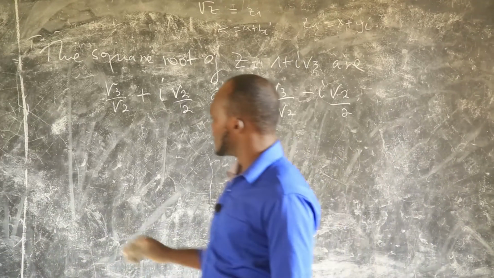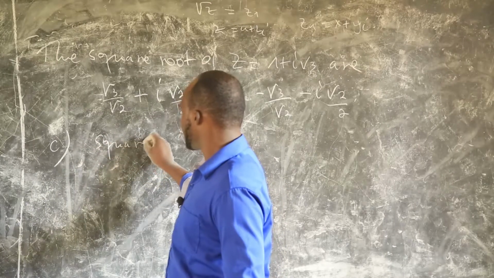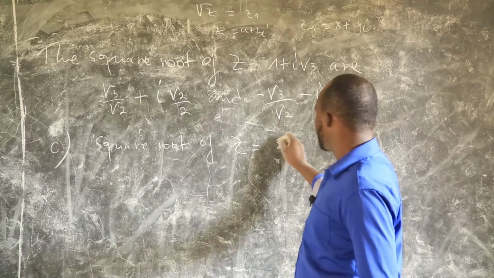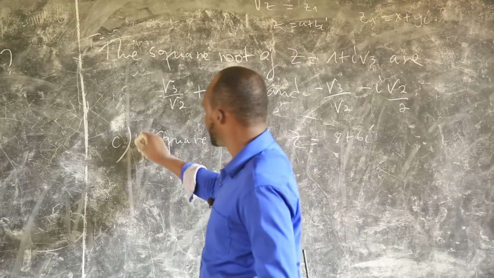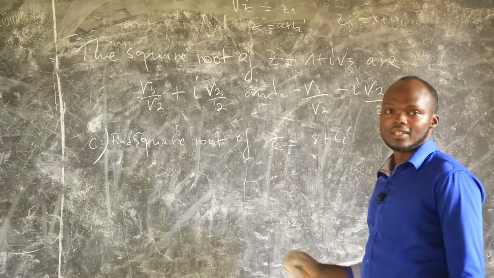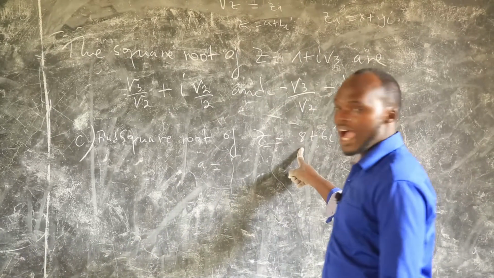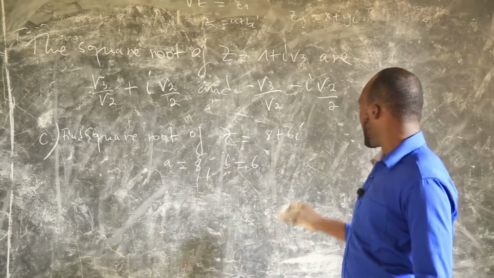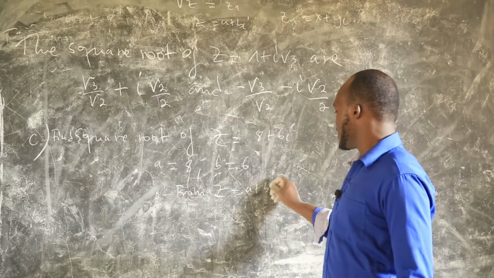So let me give you another example. We're going to find the square root of z equal to 8 plus 6i. So now it means that our a is what? Our a is 8. So now what is our b? 6. From z equal to a plus bi.